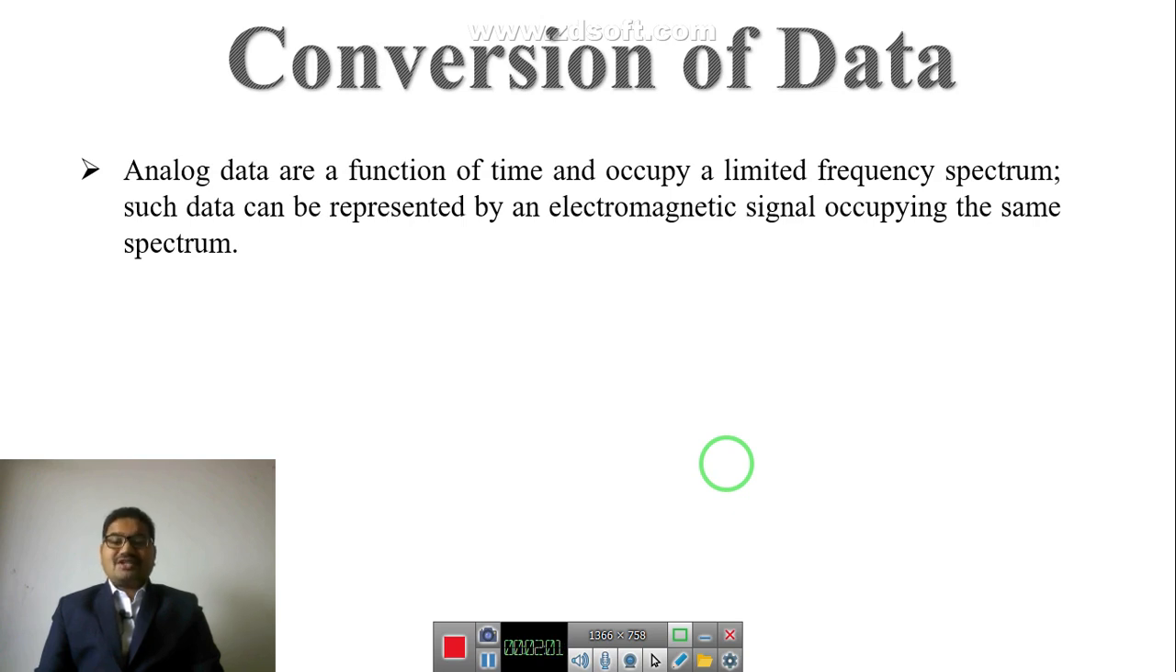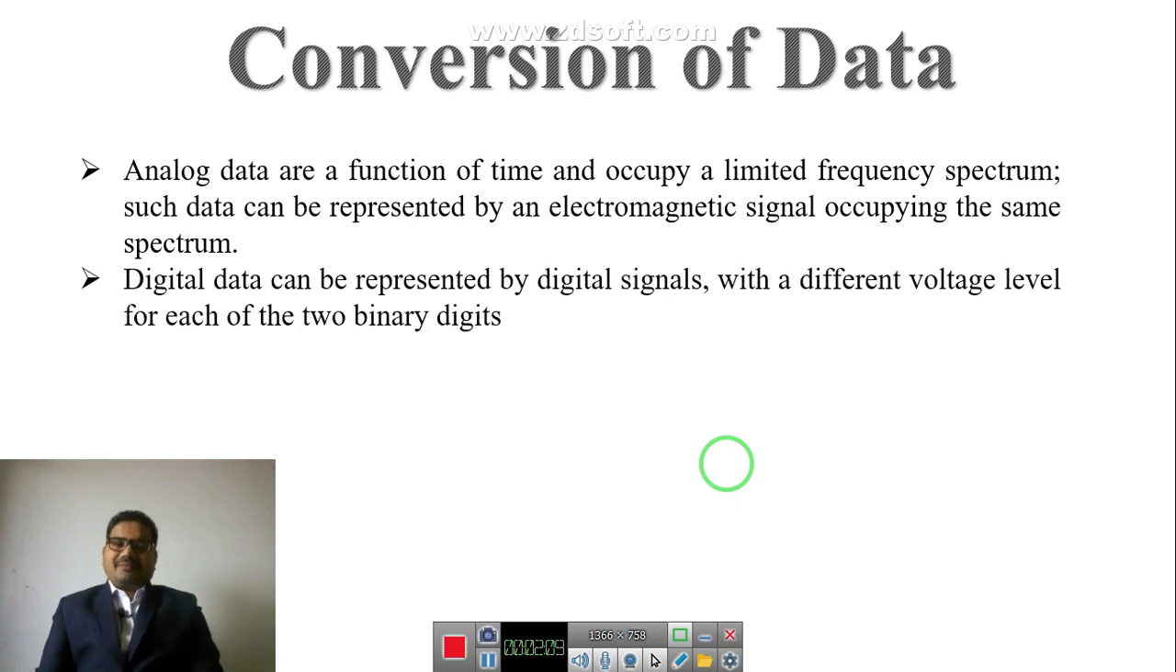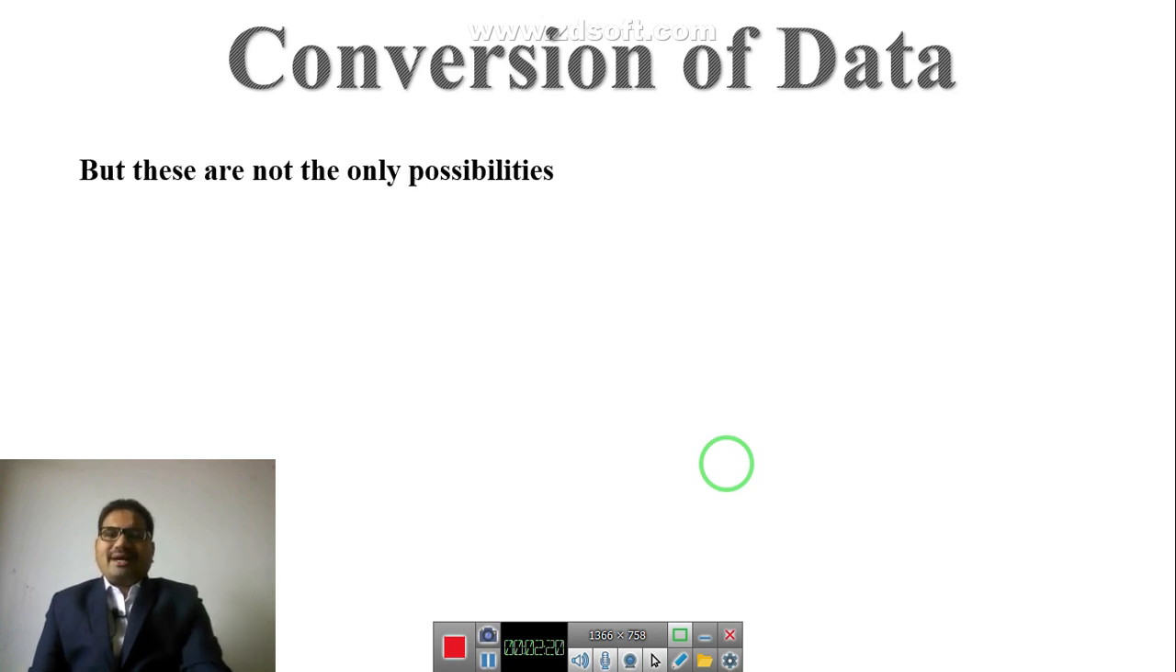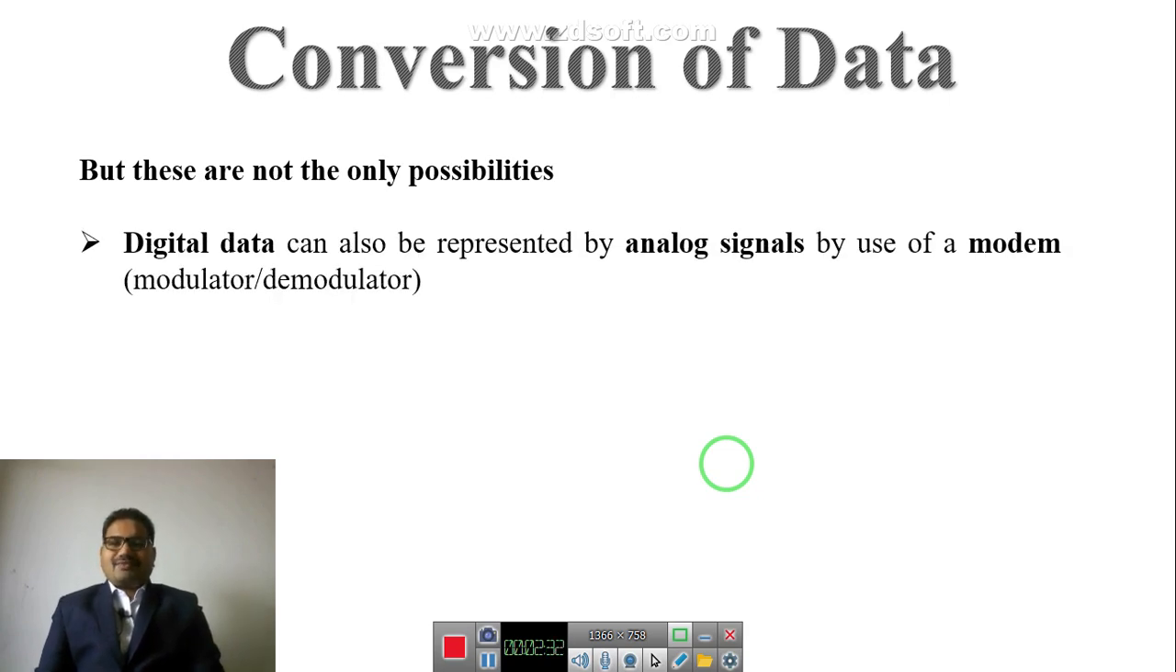Analog data are a function of time and occupy a limited frequency spectrum. Such data can be represented by an electromagnetic signal occupying the same spectrum. Similarly, digital data can be represented by digital signals with a different voltage level for each of the two binary digits. But these are not the only possibilities, where we require only analog to analog conversion or only digital to digital conversion. There are more possibilities: digital data can also be represented by analog signals by use of a modem, that is modulator and demodulator.